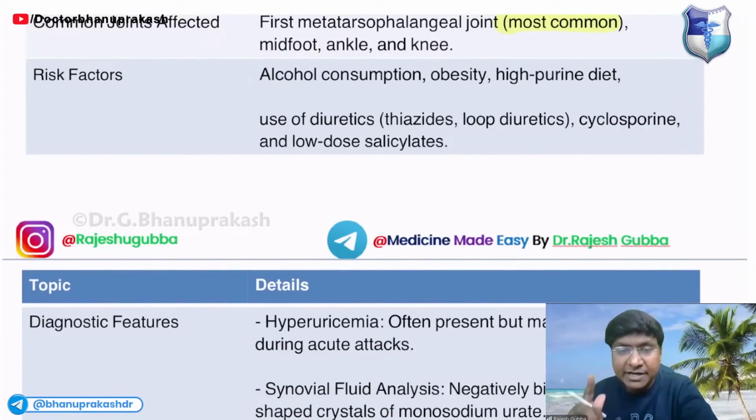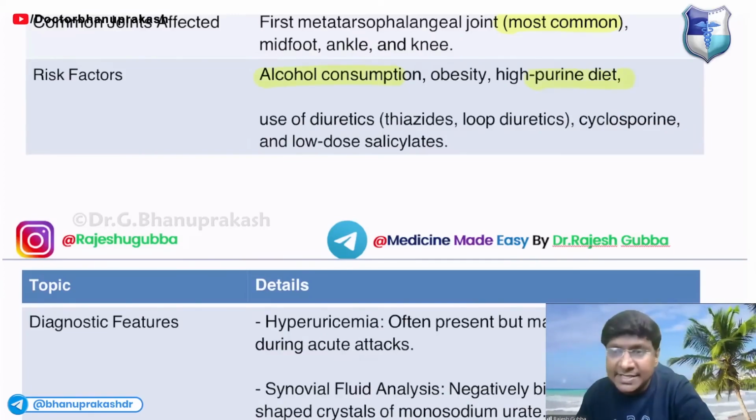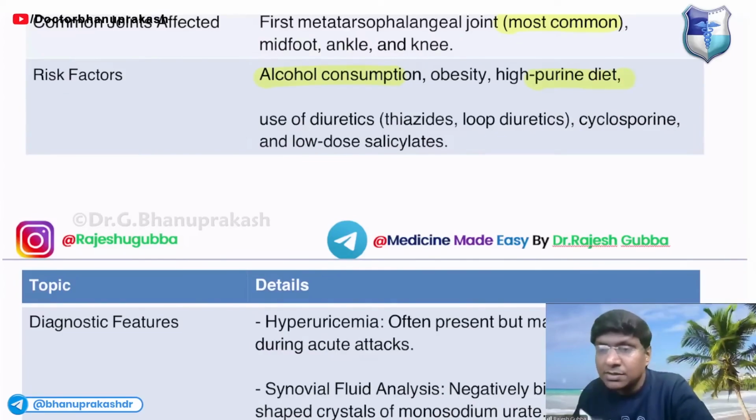Risk factors, very, very important risk factors. Alcohol consumption, uric acid spikes up. High purine diet, because it's a disorder of purine metabolism. So the uric acid increases.